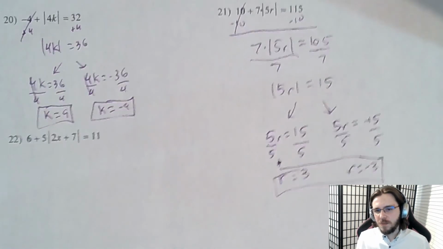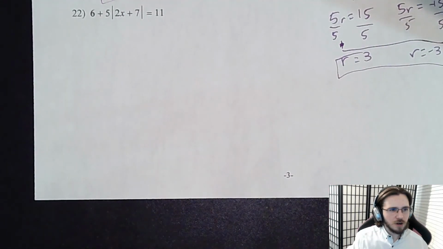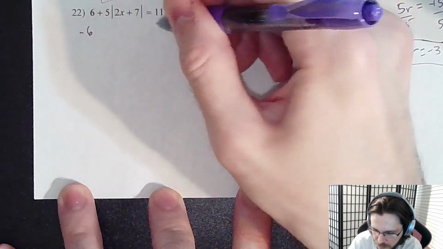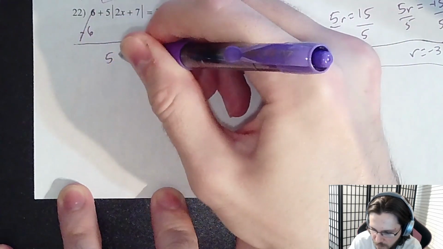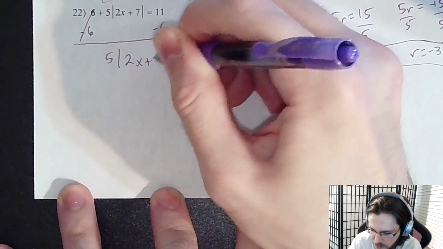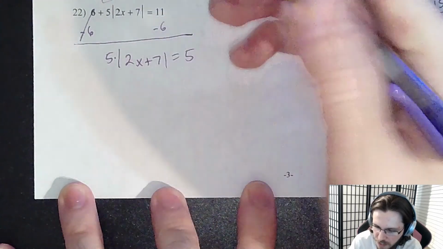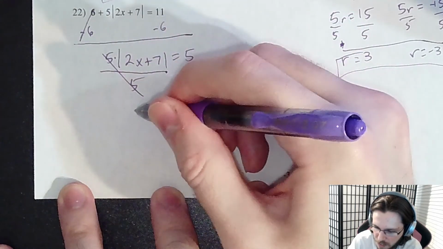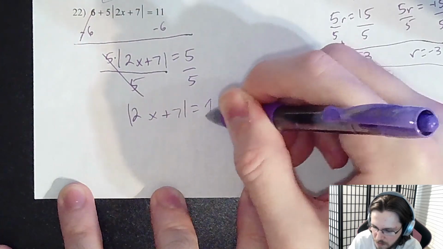We are on the last problem now, number 22. There we go. Start off almost exactly the same as that last question. Subtract 6 first. Be very careful. 5 times absolute value of 2x plus 7. 11 minus 6 is 5. Undo this by dividing both sides by 5. Then we're going to get absolute value of 2x plus 7 is equal to 1.